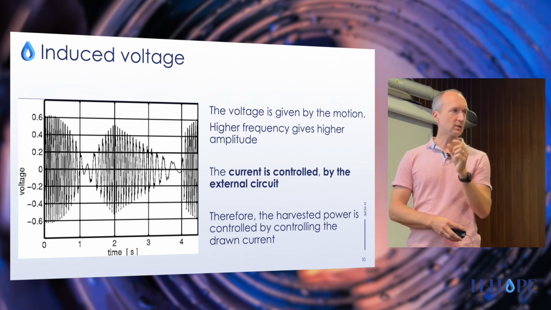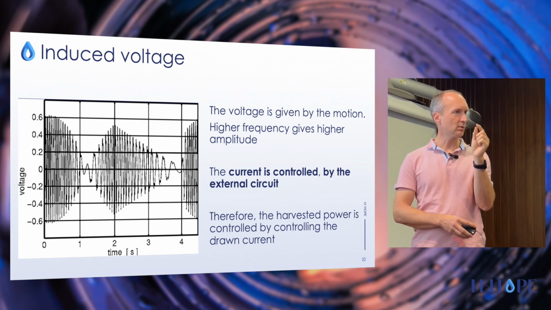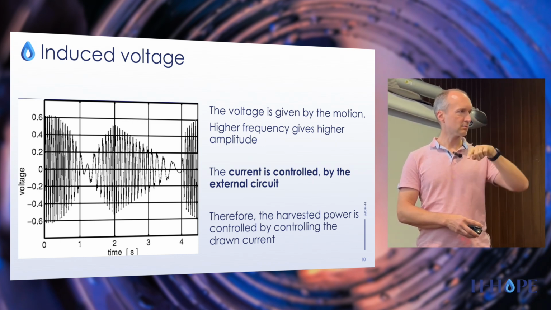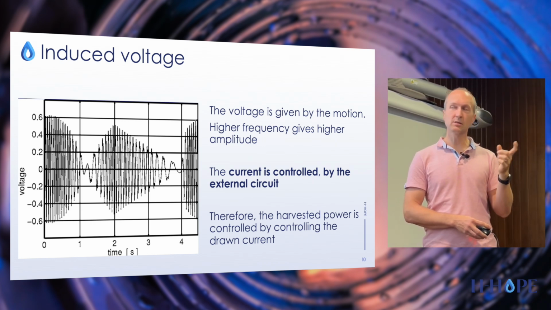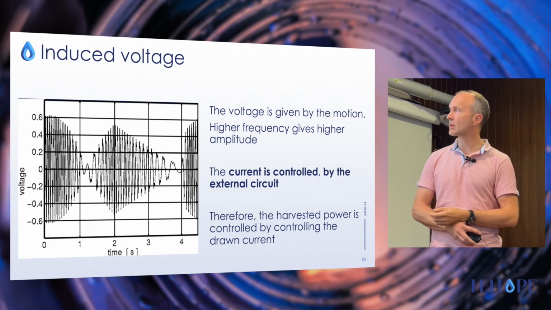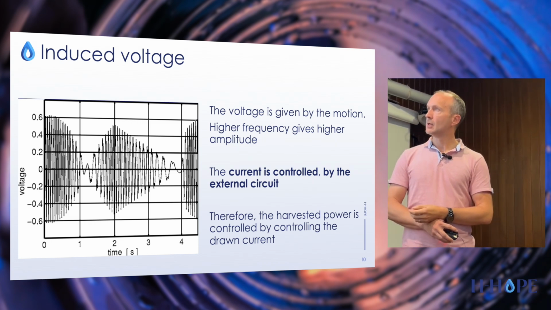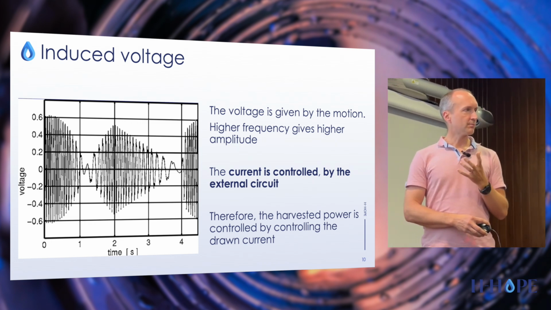At the turning points, you see that the electrical frequency is very small and the amplitude goes to 0. Then it accelerates, and halfway between the turning points you have the highest speed, and also the highest voltage and the highest frequency. Now the voltage is just one thing.